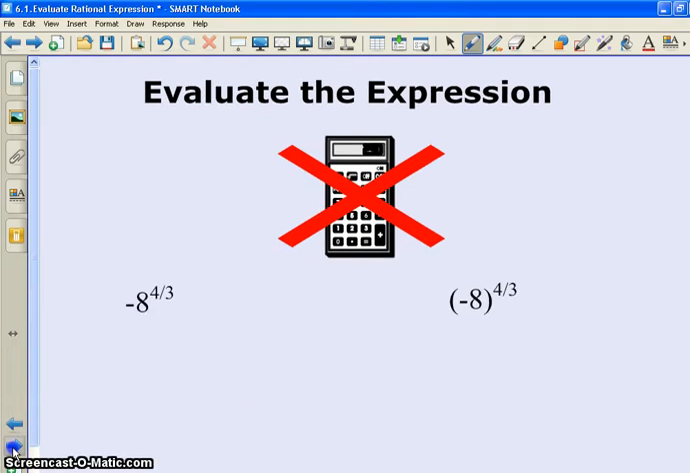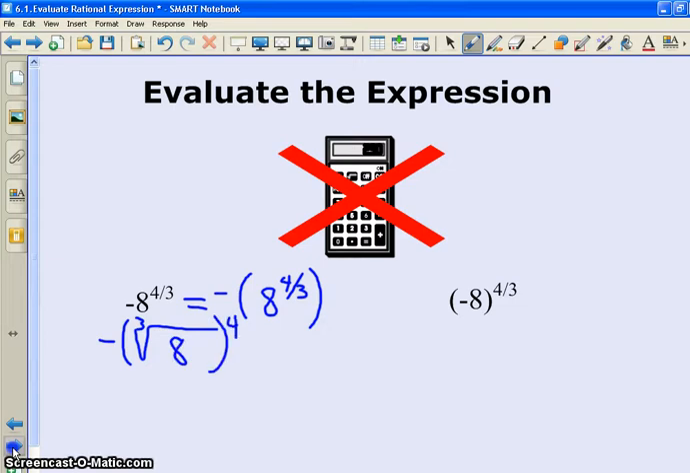Our next example is the opposite of 8 to the 4/3 power. And we really should think of this as the opposite of 8 to the 4/3, because our order of operations says we do our exponents first and then take the sign. And now we need to write this in radical form. So we're going to have the third root of 8 all to the 4th power. The third root of 8 is 2, to the 4th power would be negative 16.